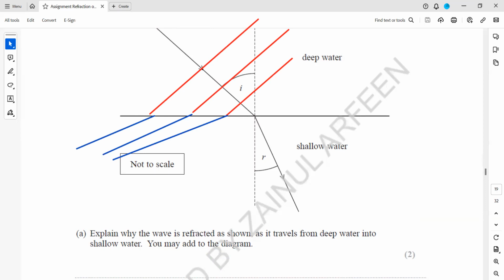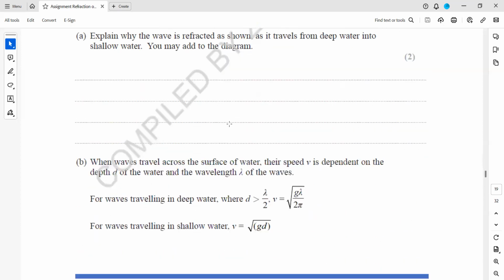So in your answer, one point you will mention is that the speed will decrease. The second point is that the part of the wavefront which meets the boundary will slow down, so the wave bends towards the normal. If the speed increases, it will bend away from the normal.